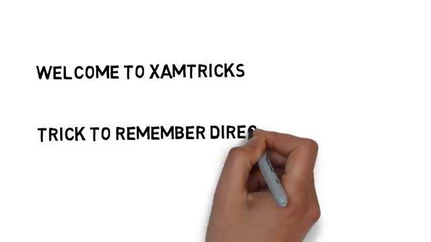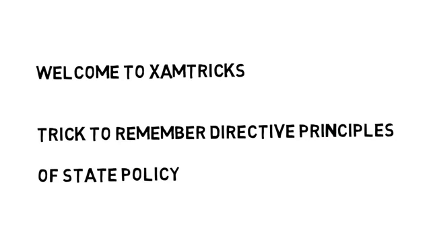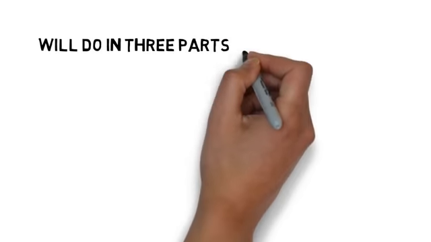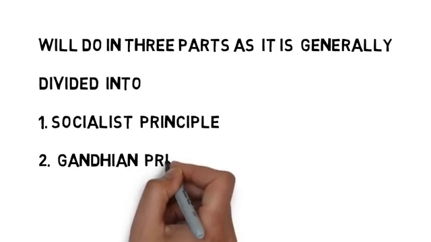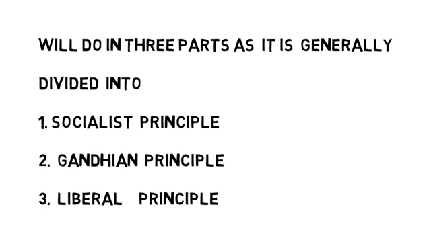Today we are going to learn a trick to remember directive principles of state policies. Since there are so many articles under directive principles of state policies, we generally divide these articles under three heads. First, socialist principle, second, Gandhian principles, and third, liberal principles. So in the trick also, we will first devise a way to learn the articles which come under socialist principle, then the articles which come under Gandhian principle, and finally the articles which come under liberal principle.